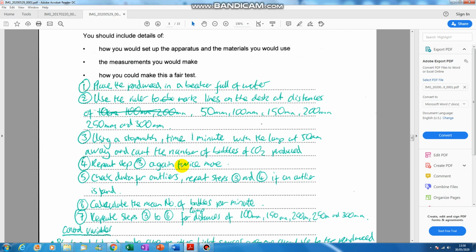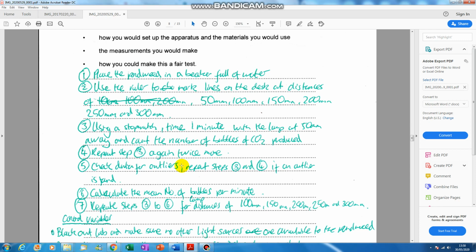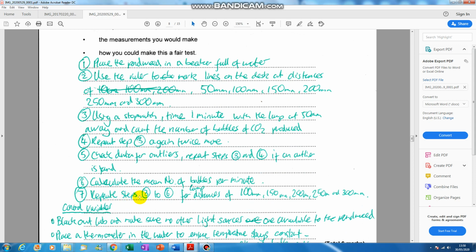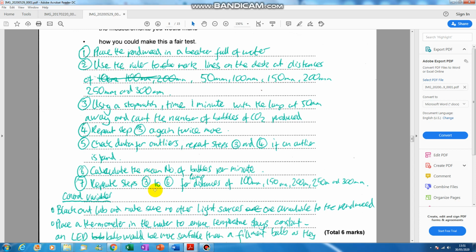An outlier is another name for an anomaly. It's one that doesn't fit. Step 6 is calculate the mean of the bubbles, so you're adding up the ones that aren't anomalies and dividing them by the number of repeats that you've got. And then step 7 is to repeat steps 3 through to 6 again. So please note this technique of one step repeating the previous step or repeating some previous steps. It's a really quick way of saving time. So step 7 is just to repeat steps 3 to 6 for all the other distances.